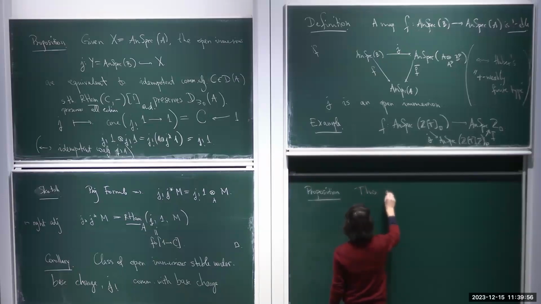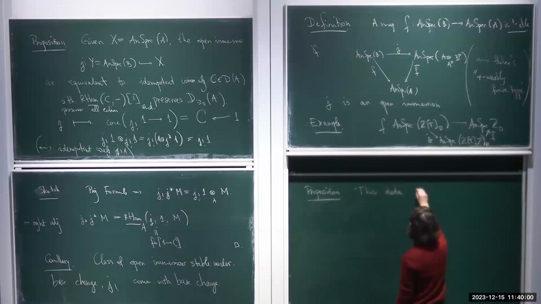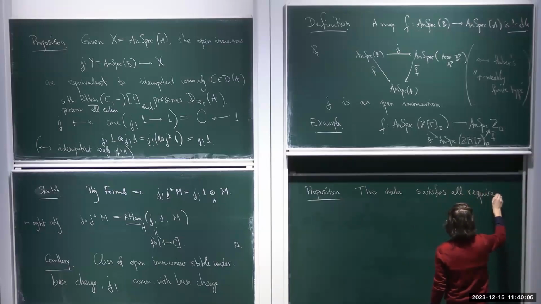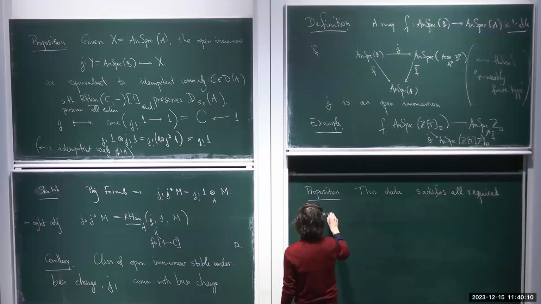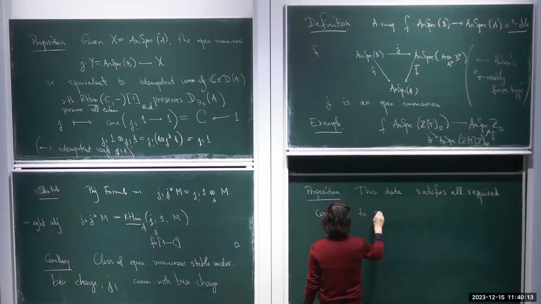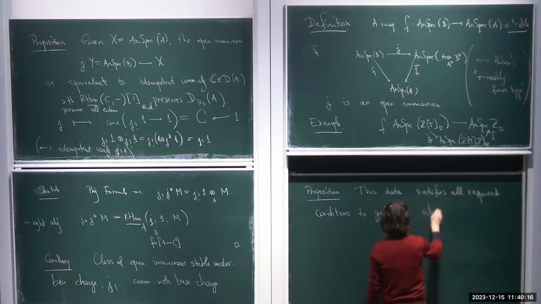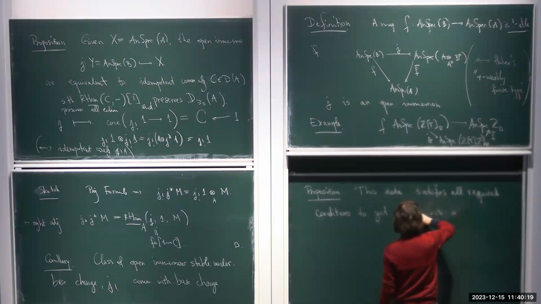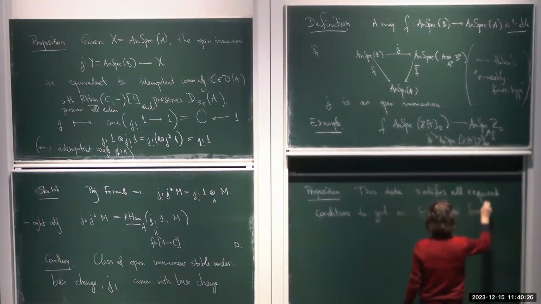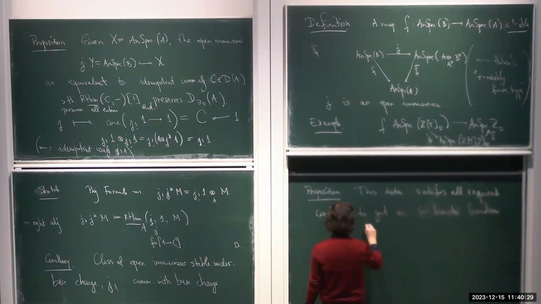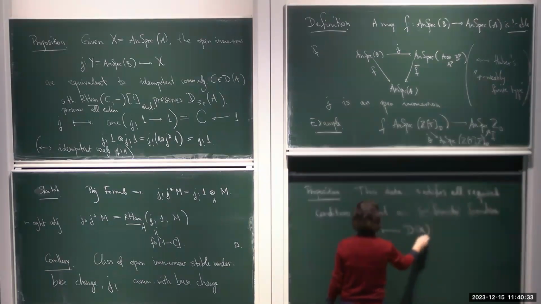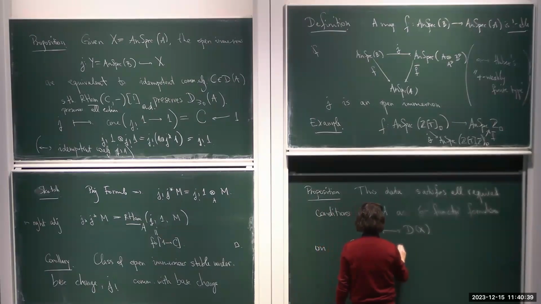this data of proper maps, open immersions, and truncated maps satisfies all the required conditions to get an abstract six-functor formalism, the one called the six-functor formalism, X maps to D of X, on our category C, which I recall was analytic rings op, or if you want, analytic stacks.